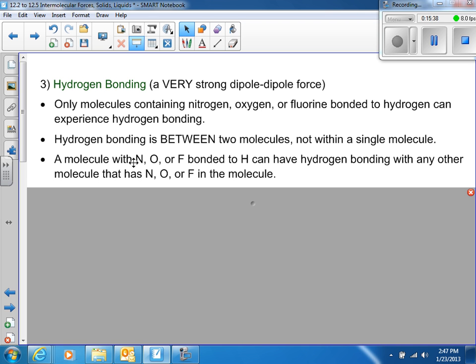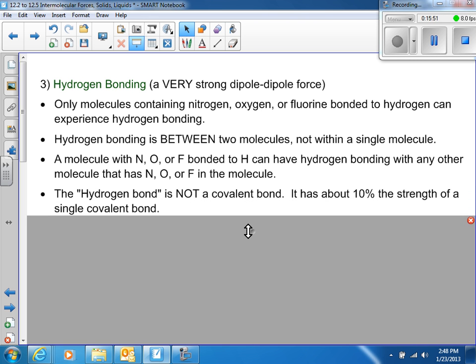So, one molecule with N, O, or F bonded to H can hydrogen bond with any other molecule that has N, O, or F in it. So two different molecules can have hydrogen bonding with each other. They don't have to be the same exact molecule.